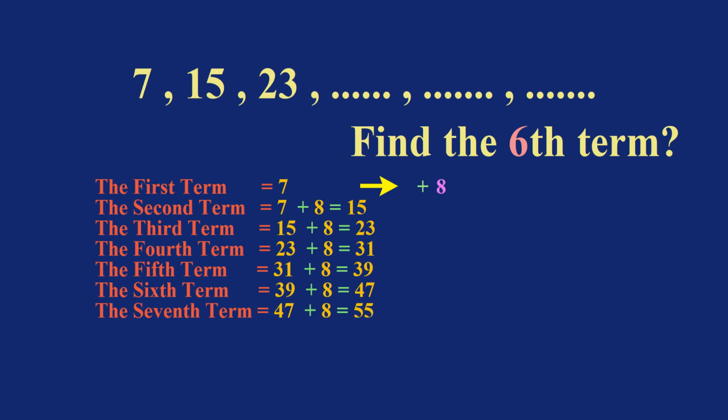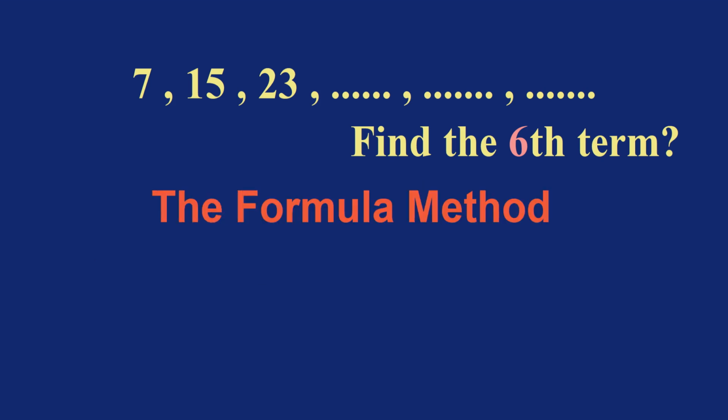And in our problem, the required term is the sixth term, which equals 47. And this was the manual method solution for this problem. Now, it's our time to solve the problem by using the formula method.